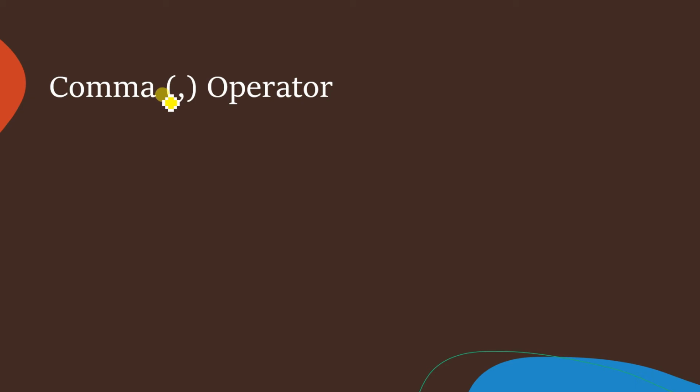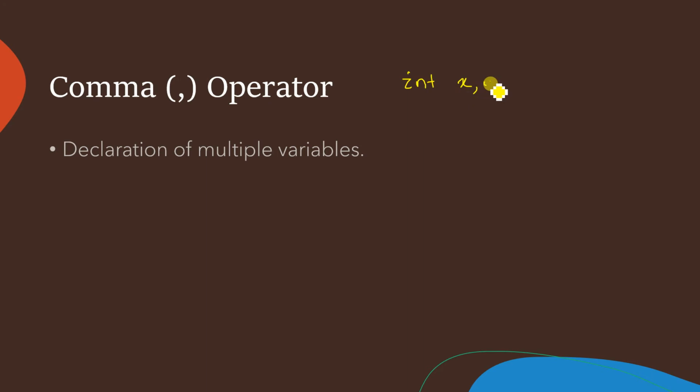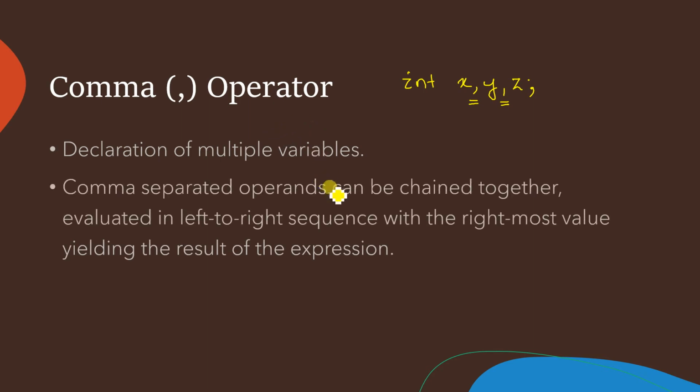You have already used the comma operator in your program. You have used it to declare variables, whenever you are declaring multiple variables, something like this: int x, y, z. Here you are using the comma operator, which specifies that these are 3 variables of integer type. Similarly, there are other uses of the comma operator that can be understood by this point.